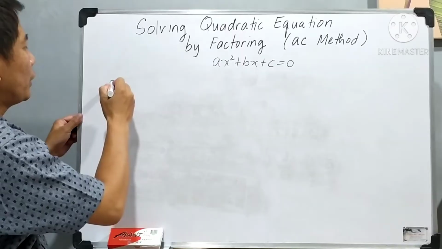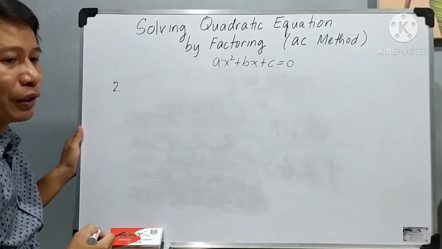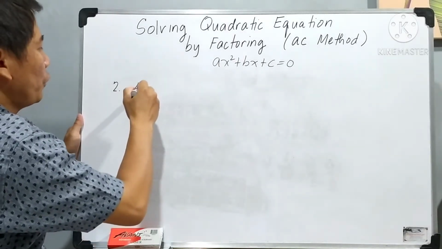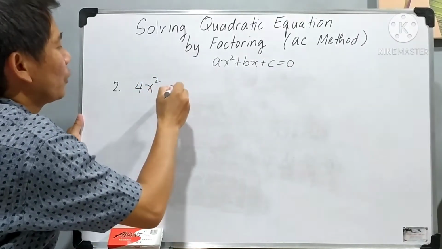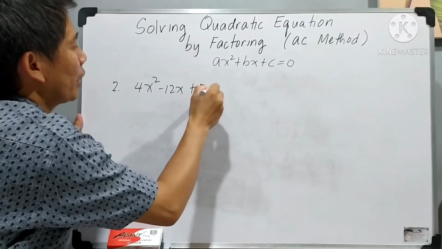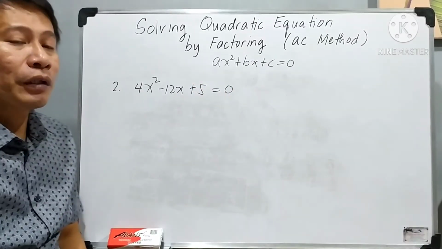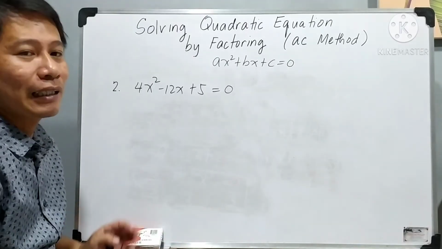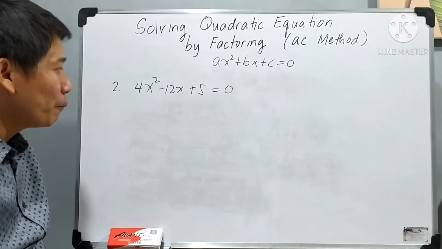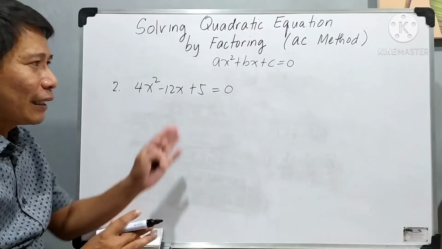So, let us consider this number 2 example. Suppose we have 4x squared minus 12x plus 5 is equal to 0. Okay, again, nasa standard form na siya. So, hindi na natin kailangang i-rewrite pa sa standard form. So, gamitin natin ang AC method.